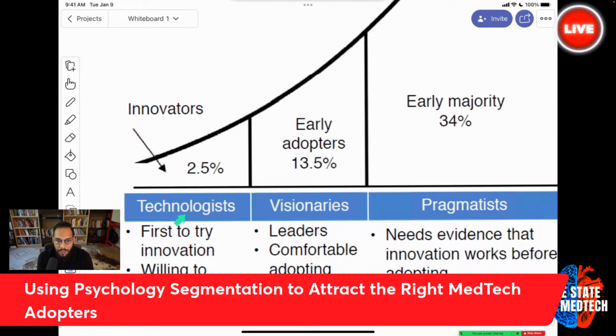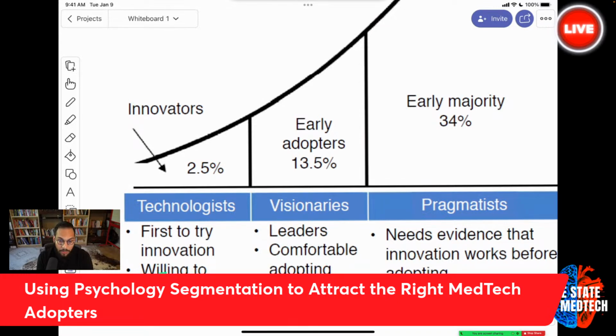So keep in mind, you can find somebody who's always been a technologist, but they didn't have the right vehicle for a technology to move them into this area of being a visionary, right? That's the big thing. And again, there's a difference that you have to understand between someone who's willing to take risks and somebody who's comfortable adopting innovations.